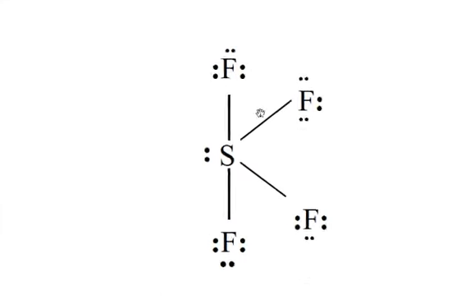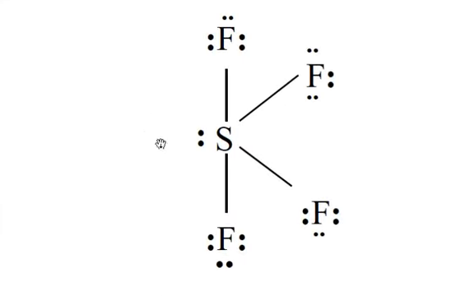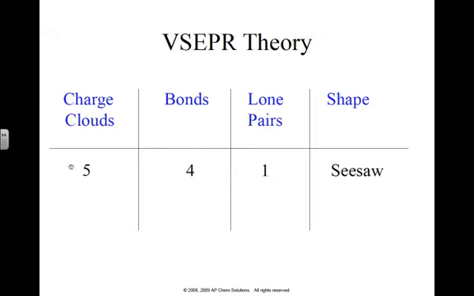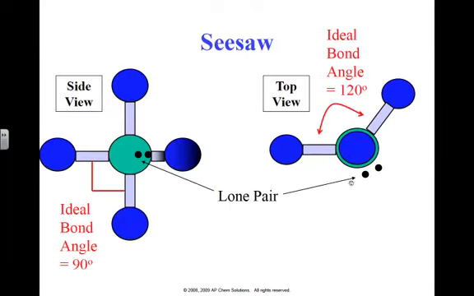SF4 has 1, 2, 3, 4. It also has 5 domains, but now it's got that extra pair of electrons right here. So it's got 5 charged clouds, or 5 domains, 4 bonds, 1 lone pair, and we call this shape seesaw. This is what it looks like from the side. This is what it looks like on top. This bond angle right here, we still have this extra pair of electrons pushing down on these guys, so it's probably a little bit less than 120. I'd probably go with 117. This bond angle right here is still 90, however.